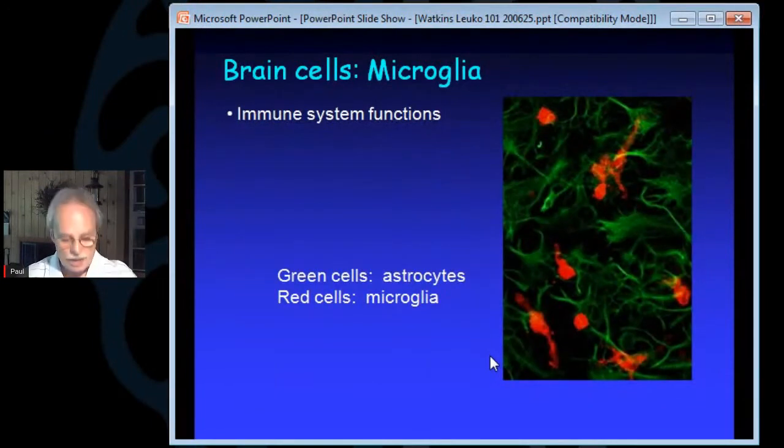And finally, the fourth type of cell in the brain is the microglia. And these act like the white blood cells do, the lymphocytes, in the rest of your body. They detect foreign invaders and react to such foreign invaders. In this picture, the astrocytes are green fluorescing, and the red fluorescing cells are the microglia.